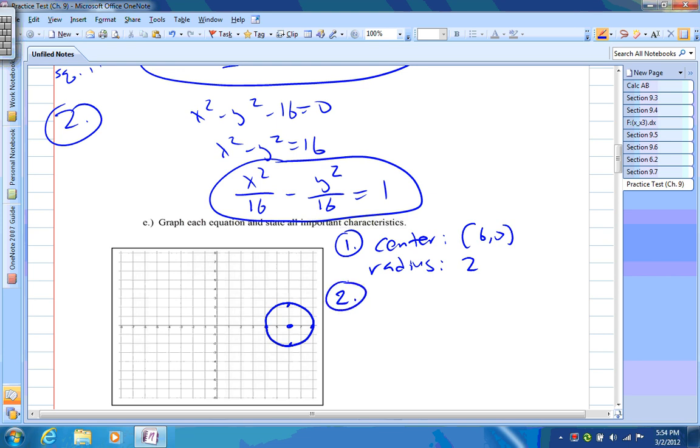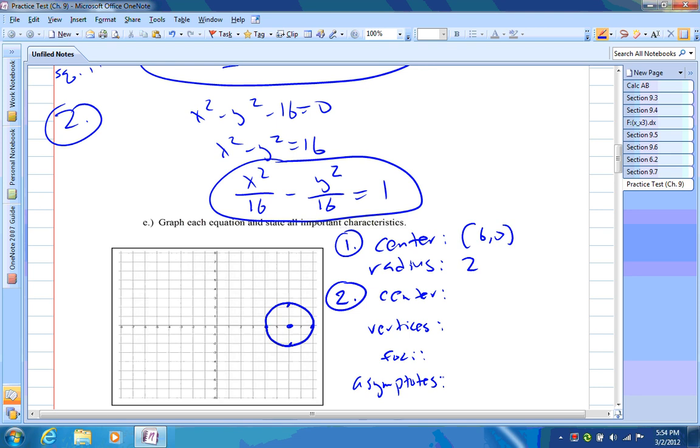Alright, number 2. For the hyperbola, we want to know the center, the vertices, the foci, and the asymptotes. If the center is at 0, 0, we'll definitely want to know the asymptotes, because it's kind of hard to find if the center for the hyperbola is not at 0, 0. I won't ask you to find the asymptotes for that.